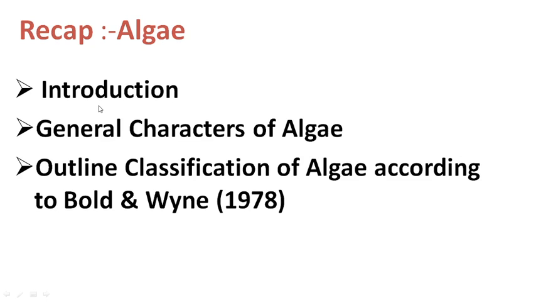Introduction: the study of algae is called phycology or algology. This algae specifically lives within the water, means it is aquatic. Then general characters of algae. What is algae? Algae is nothing but a chlorophyll bearing autotrophic organism. The cell wall is made up of cellulose, the food material is in the form of starch, and it also shows reproduction. In outline classification of algae according to Bold and Wynne, we already saw the 9 different classes.